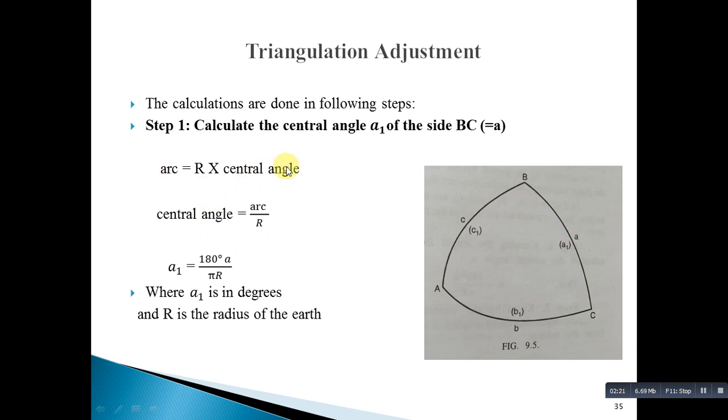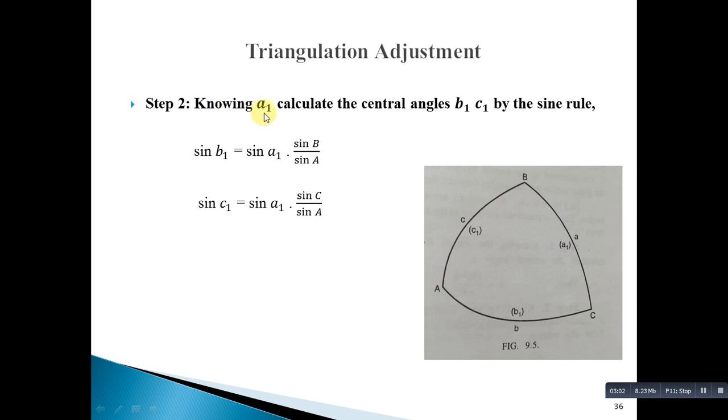So among these three terms, the central angle is unknown. We can calculate the central angle as arc divided by R. So the central angle A1 is equal to 180 degrees times a divided by pi R. We convert from radians to degrees by multiplying by 180 over pi. Here a is the length, R is the radius of the earth, and A1 is in degrees. So this is the first step, where we calculate the first angle A1.